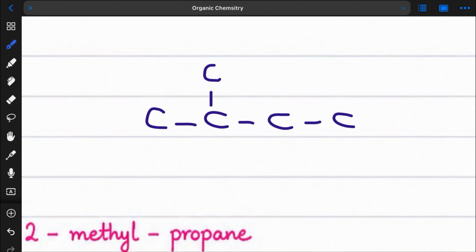So we're going to number it like this: 1, 2, 3, and 4. And now we're going to do the opposite: 1, 2, 3, and 4. Now, at the first place, we're always going to put the number that is with the carbon atom containing the functional group.